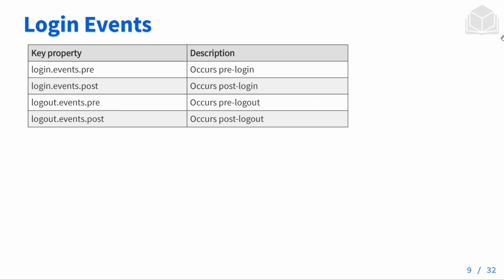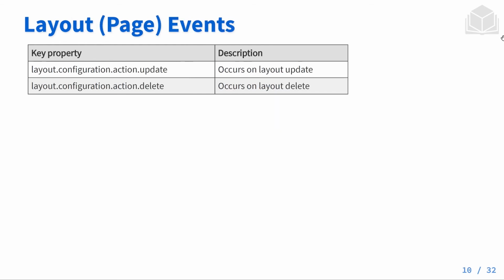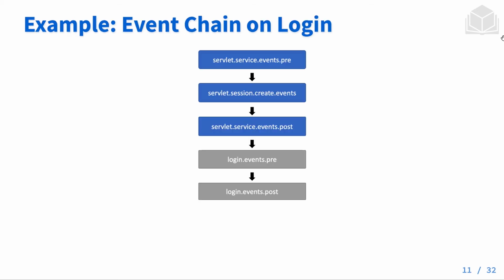We also have login events, which is login events pre and post, and logout events pre and post. And these all happen before or after the login. Additionally, we have layout page events, so layout configuration action update and layout configuration action delete, which occur on layout update and delete respectively. Just as an example, we have a quick event chain on login. So first we're going to hit servlet service events pre, then servlet session create events, then servlet service events post, and then login events pre and login events post.